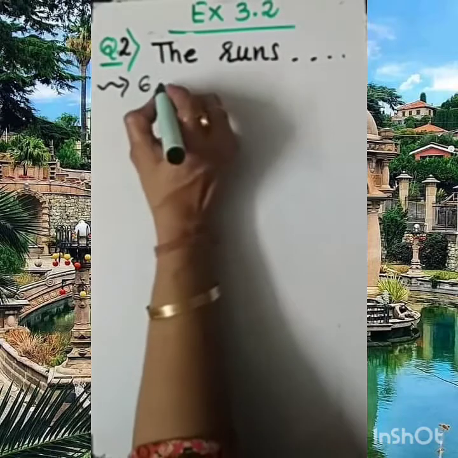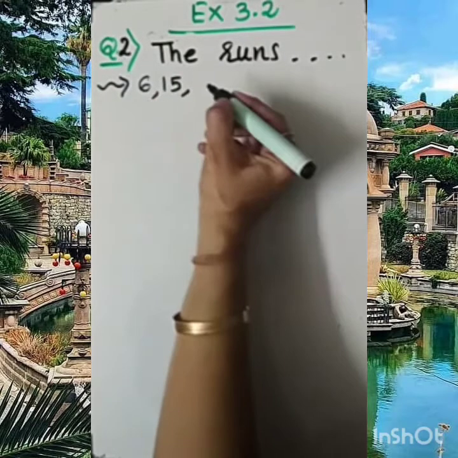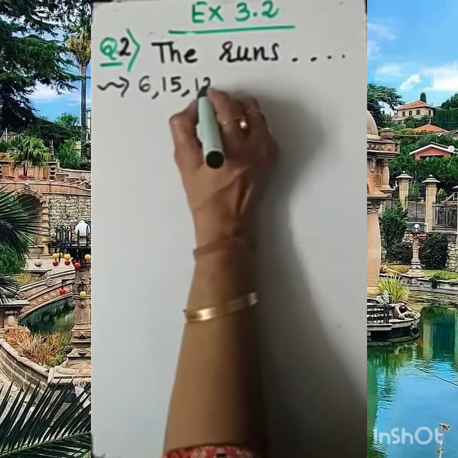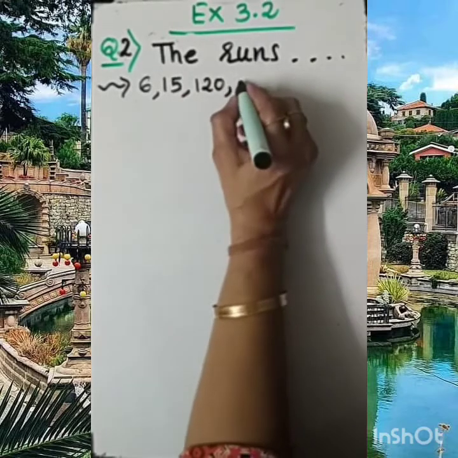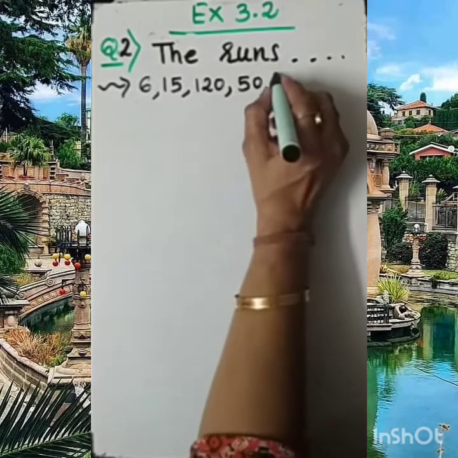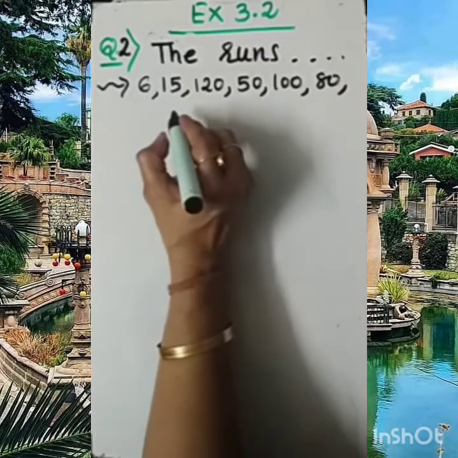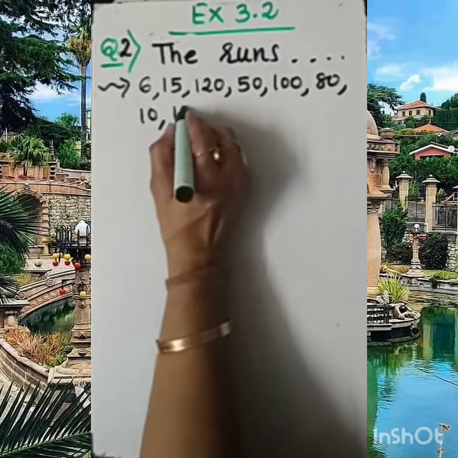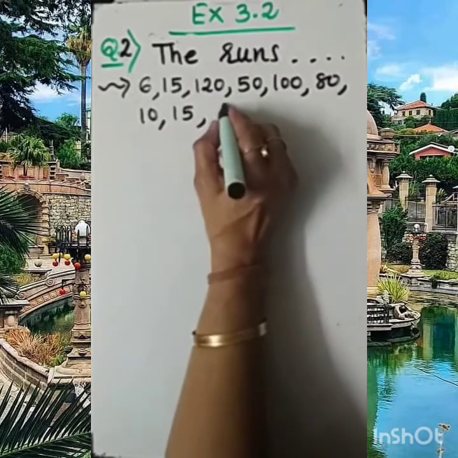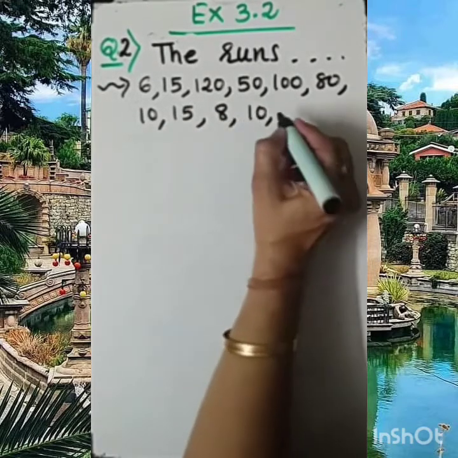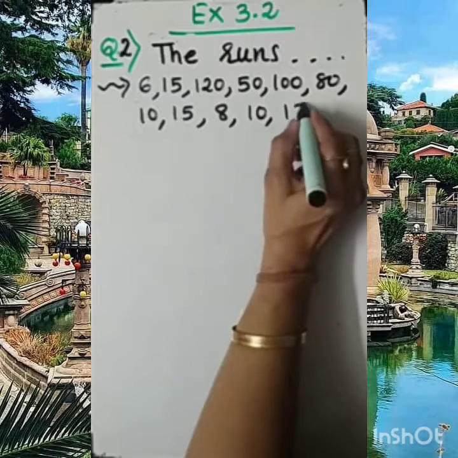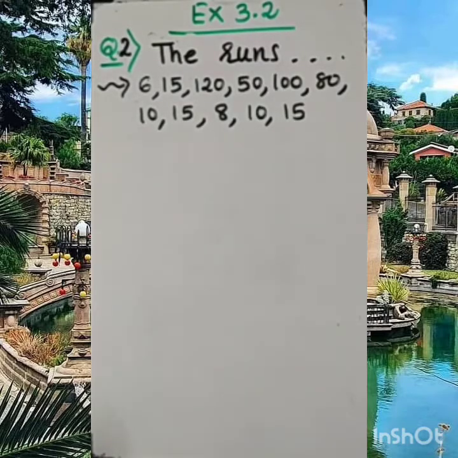First observation is 6, then 15, then 120, then only 50, then 100, then 80, then 10, then 15, then 8, then again 10 and 15. So such a type of 11 observations we are given.